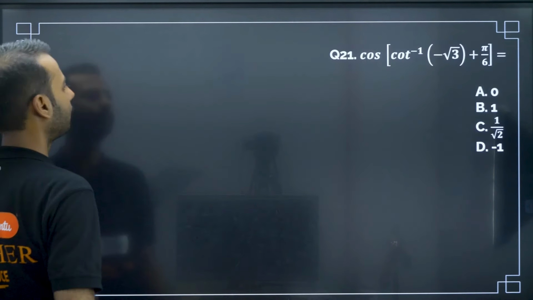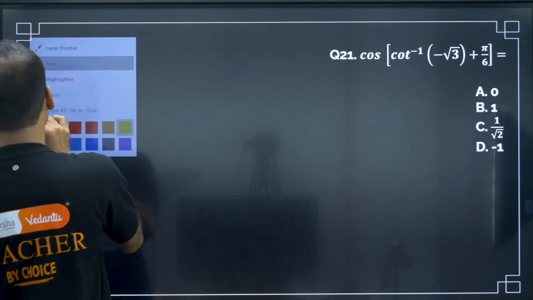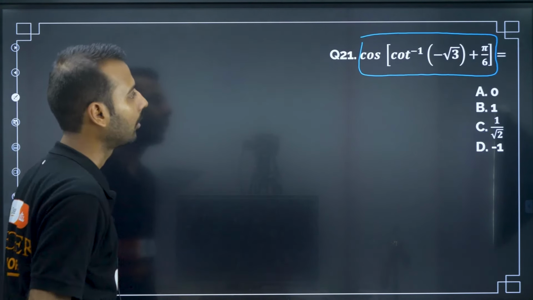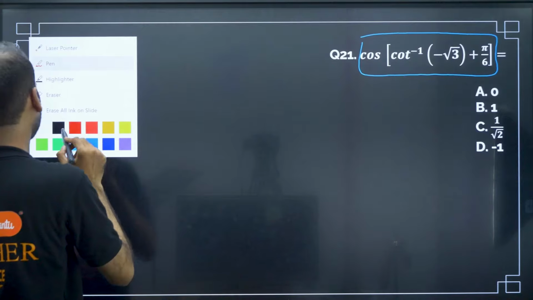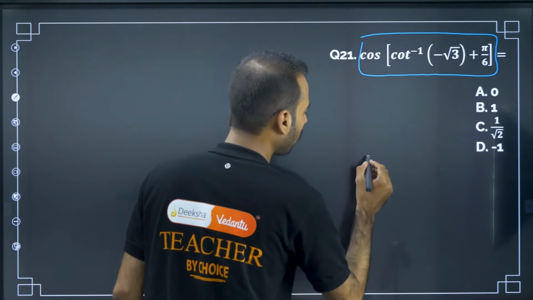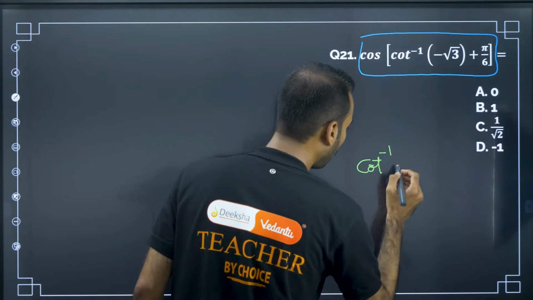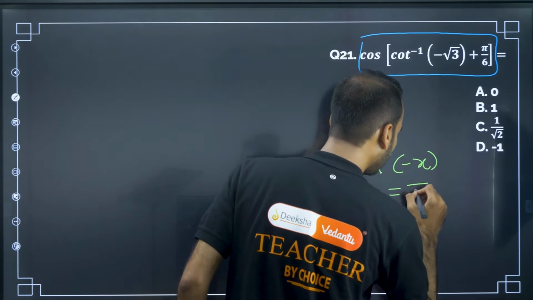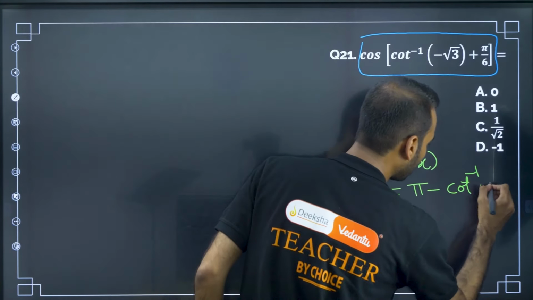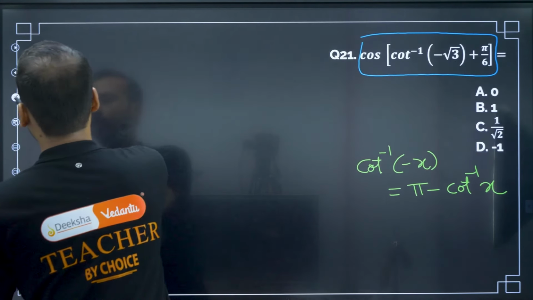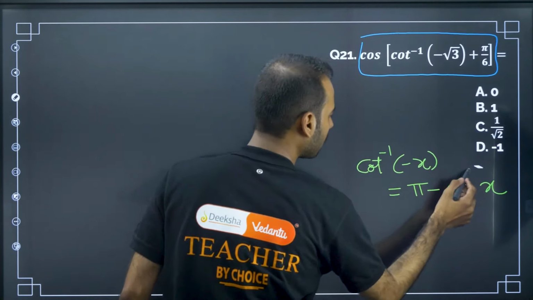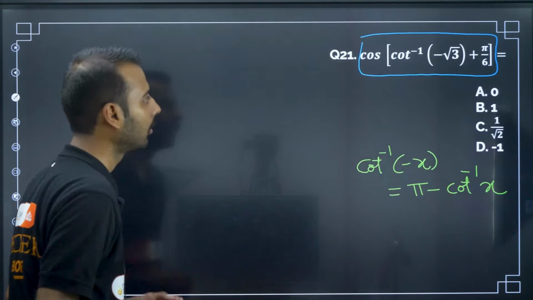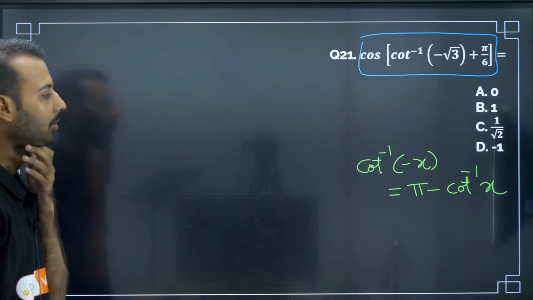Moving on to the next question. They are asking to find the value of cos of cot inverse of this. Now, how to approach this problem? Before approaching it, there is one synopsis point you should know: cot inverse of minus x is pi minus cot inverse x.